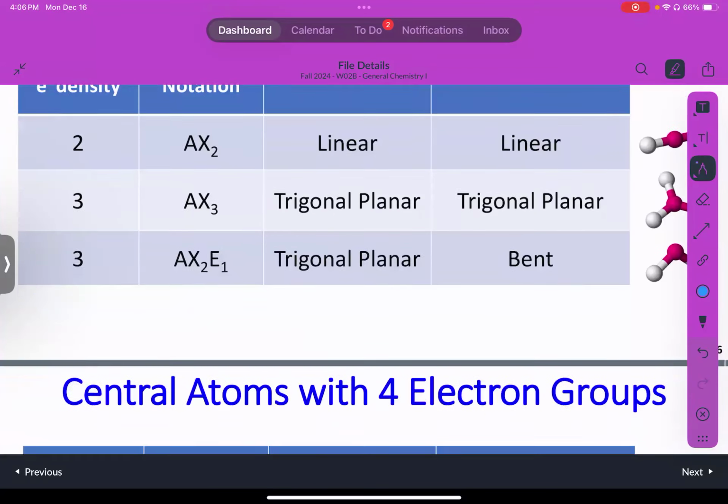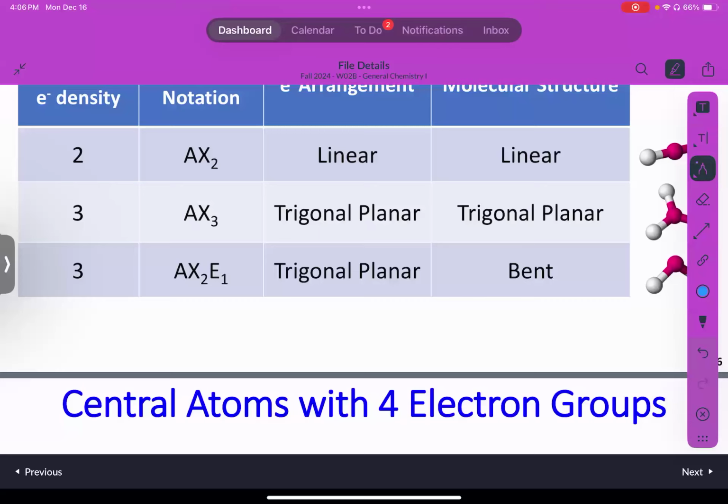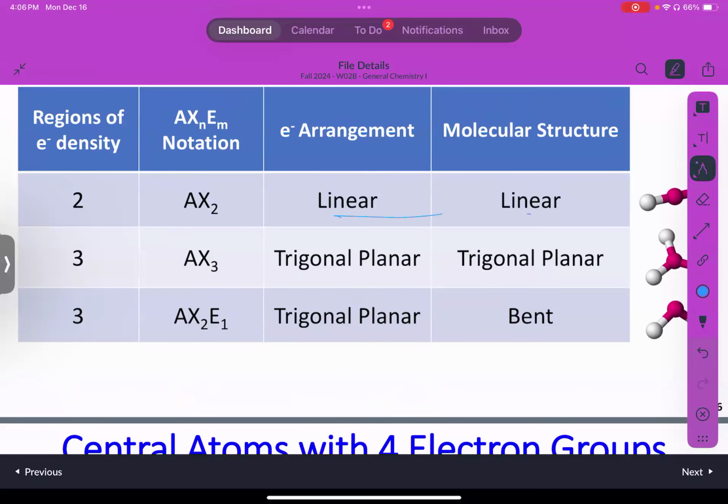So he's going to get into this now. With linear, this is two electron densities. This is three electron densities. This is also three electron densities, however two of them are with an atom and one is with a lone pair. An example would be sulfur dioxide. This is a trigonal planar electron arrangement because there are still three electron domains, however the molecular geometry would be bent.